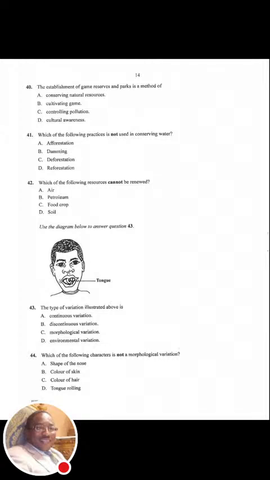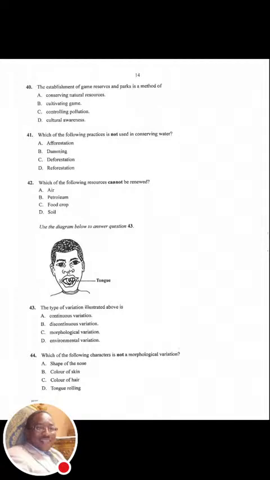Number 42. Look at that question. Which of the following resources cannot be renewed? Cannot be renewed. Once they finish, it's finished. They cannot be replaced. I told you that there are renewable resources and there are those that are non-renewable. Renewable resources can be recycled. Non-renewable resources cannot be recycled. Once they are exhausted, they are exhausted.